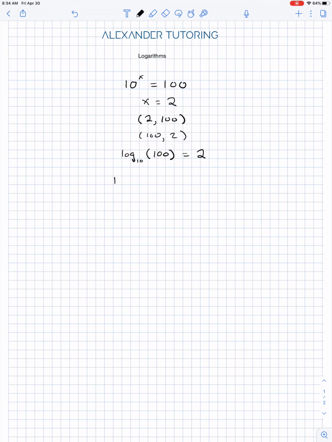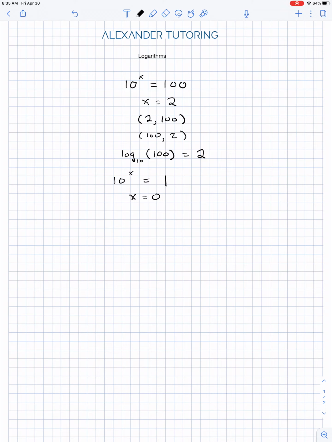Let's say we had 10 to the power of x equals 1. And I said, what does x equal? And just guess and check. We're just going to guess and check. Well, in this case, maybe you know that anything to the power of 0 is 1. So in this case, x equals 0 is the solution to that equation.